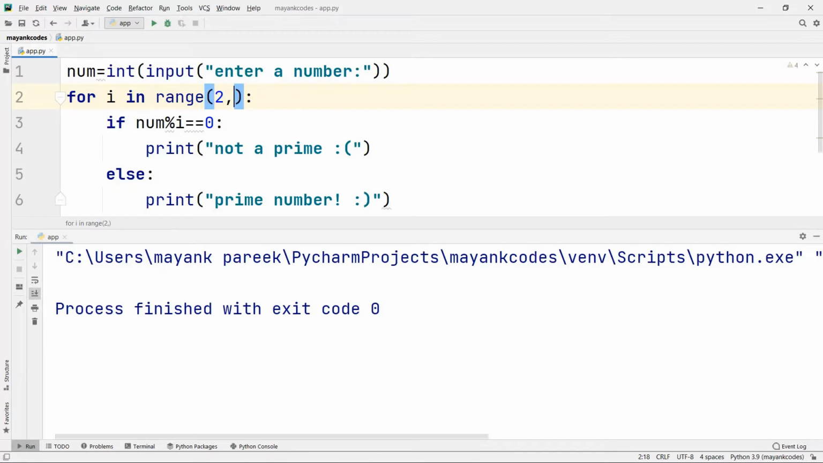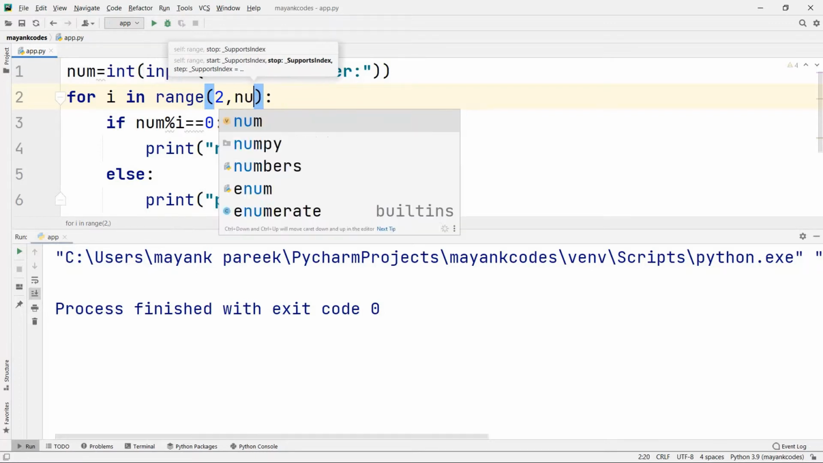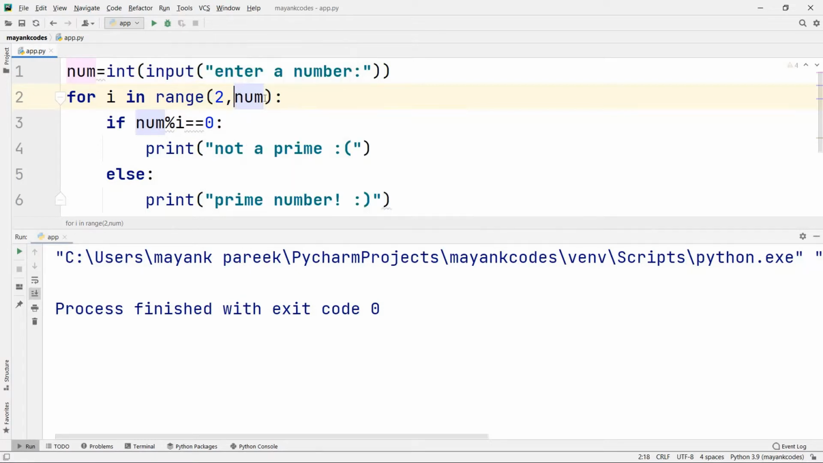Keep that in your mind, and we will take the range till the last number. Every number is divisible by itself, so we'll be taking the numbers till n minus 1. We have a special feature in our range: the range does not go from 0 to num, it goes from 0 to num minus 1. So it will automatically go from 2 to n minus 1.